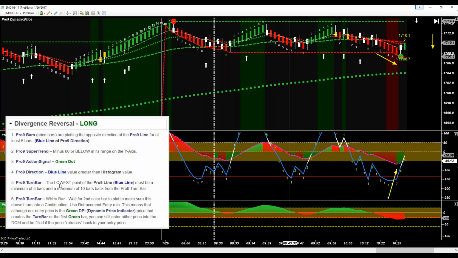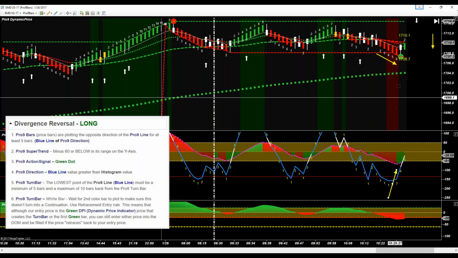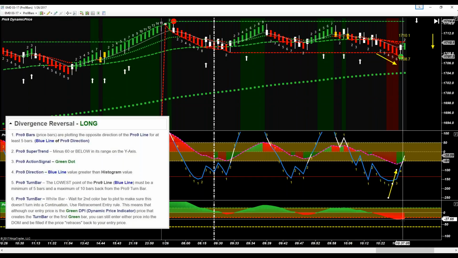So if we read rule 5, the lowest point of the Pro 9 line must be a minimum of 5 bars and a maximum of 10 bars back from the turn bar. So these numbers are just basically letting us know that 5 bars ago from this point, the blue line started moving in the opposite direction of the trend. So while this particular divergence isn't qualified because of our super trend, I did just want to point that out since we didn't have a good example of a qualified divergence reversal today.